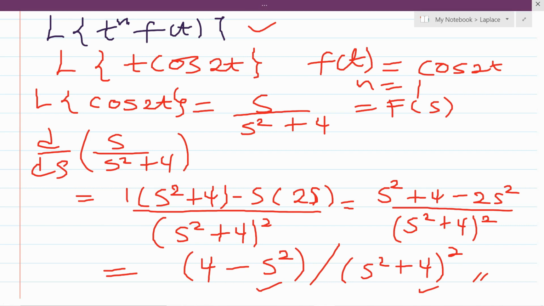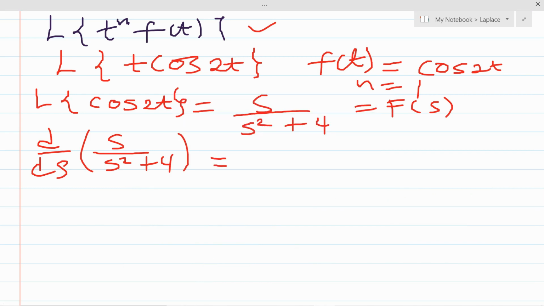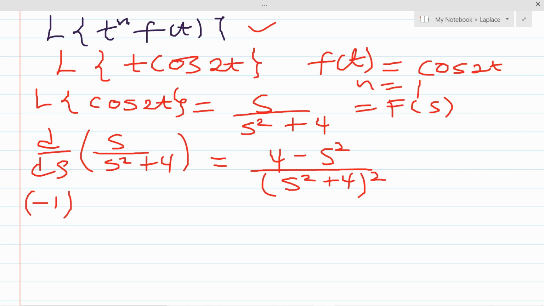So we said this is equal to 4 minus s squared all over s squared plus 4 all squared. Now the next step is we multiply by minus 1 to the power n, and n is 1. So we multiply minus 1 to the power n by the derivative that we had, that is 4 minus s squared all over s squared plus 4 all squared.